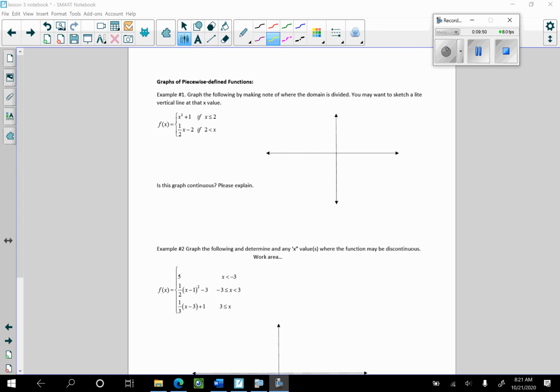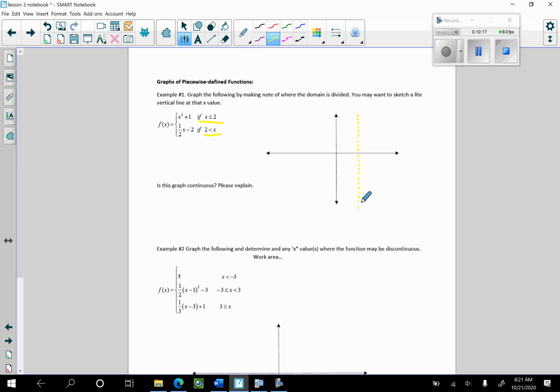So step 1 in graphing piecewise functions, we're going to determine where the domain is divided, and we're going to see it's divided at 2. So we're going to sketch a light dotted line at x equals 2. Make sure it's dotted, make sure it's yellow.